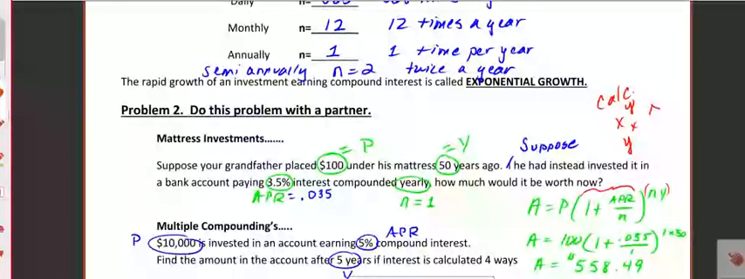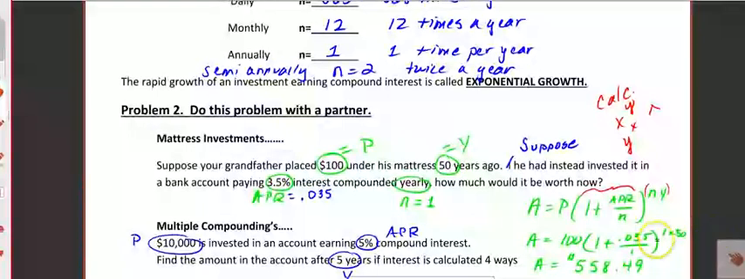So did you determine that value, plugging in the numbers into your calculator? You should get $558.49. So had your grandfather put that money in the bank rather than under his mattress, it wouldn't be worth $100. It would be worth $558.49 at the end of 50 years. Notice in my formula I put 100 for the principal, 0.035 as the APR, the value of 1 for N, and the value of 50 for the number of years.